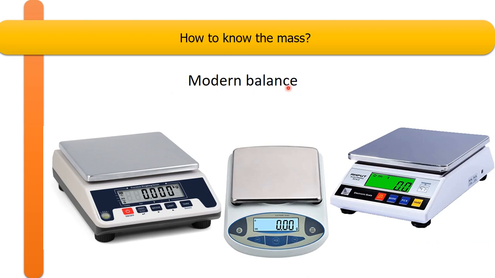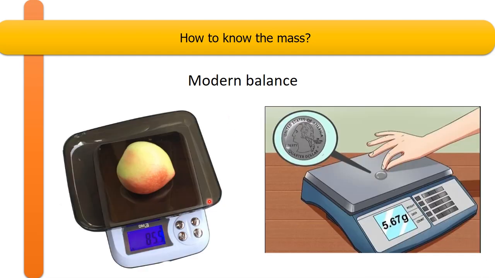There are also modern balances that can give us the mass without comparing it with another mass. For example, this apple here is 85 grams, and this coin here is 5.6 grams. It tells us the amount of matter directly.